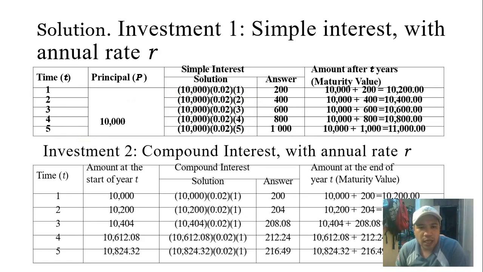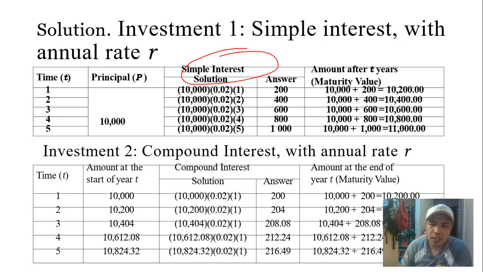So a quick glance on the output. This one is the simple interest. In the first year, the interest is 200, so the maturity value will be 10,200. On the fifth year, they will get 1,000 for the interest, and the future value will then become 11,000.